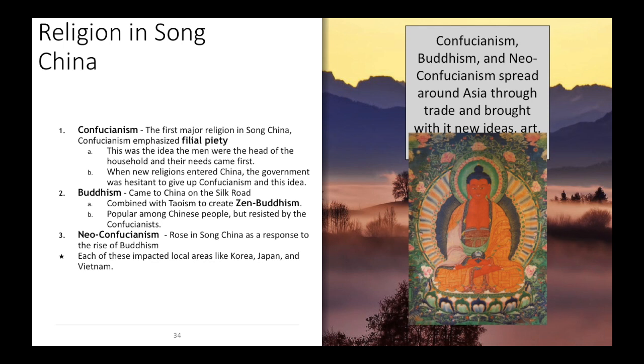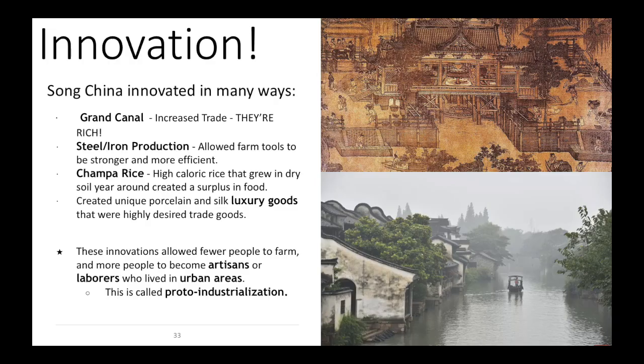So, religion in Song China. Confucianism has a huge effect on the organization of Song China. Confucianism emphasized filial piety. This was the idea that the men were the head of the household and their needs came first. It also focused on deference to authority. New religions also rose up in China, and we'll talk more about the significance of that next week.